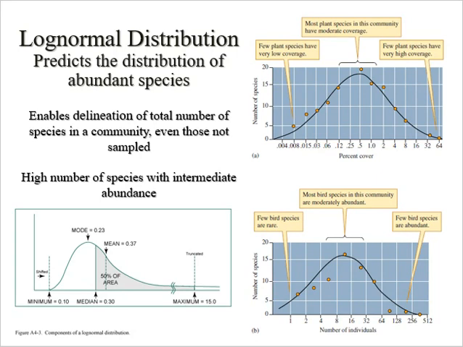So the distribution itself, you can just think of it or consider it as a statistical expectation. And it's important because it allows us to predict the distribution of abundant species. In theory, this distribution allows an individual to determine the total number of species in a community, including those that may not actually be sampled, that may be missed.